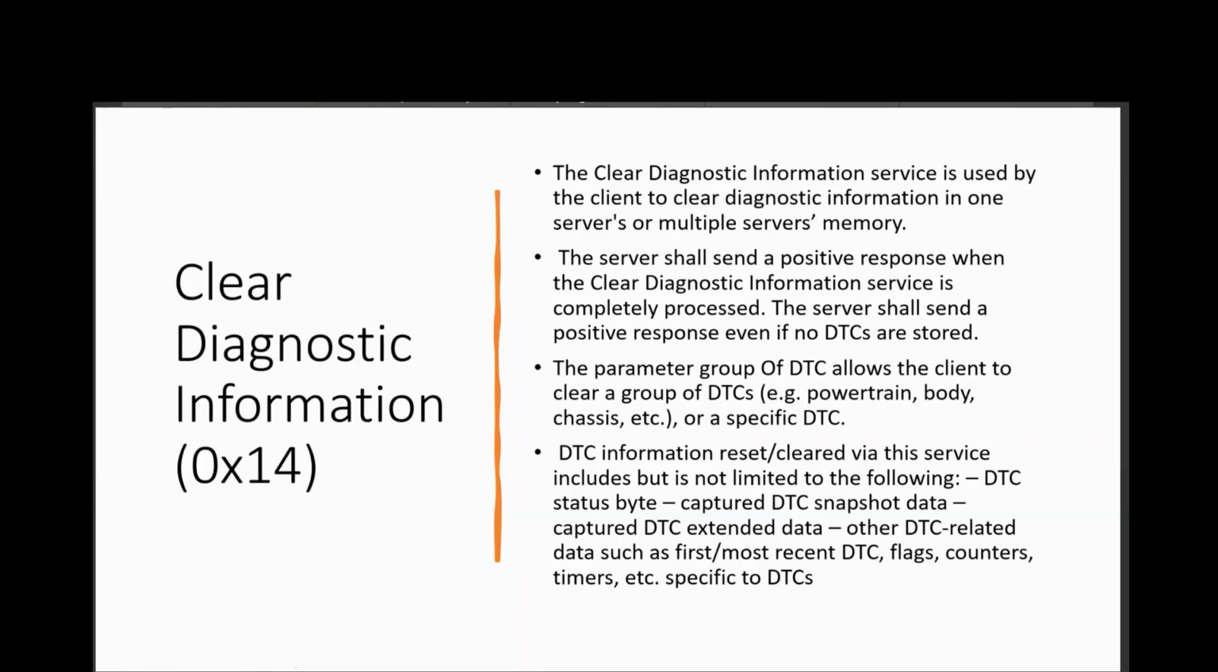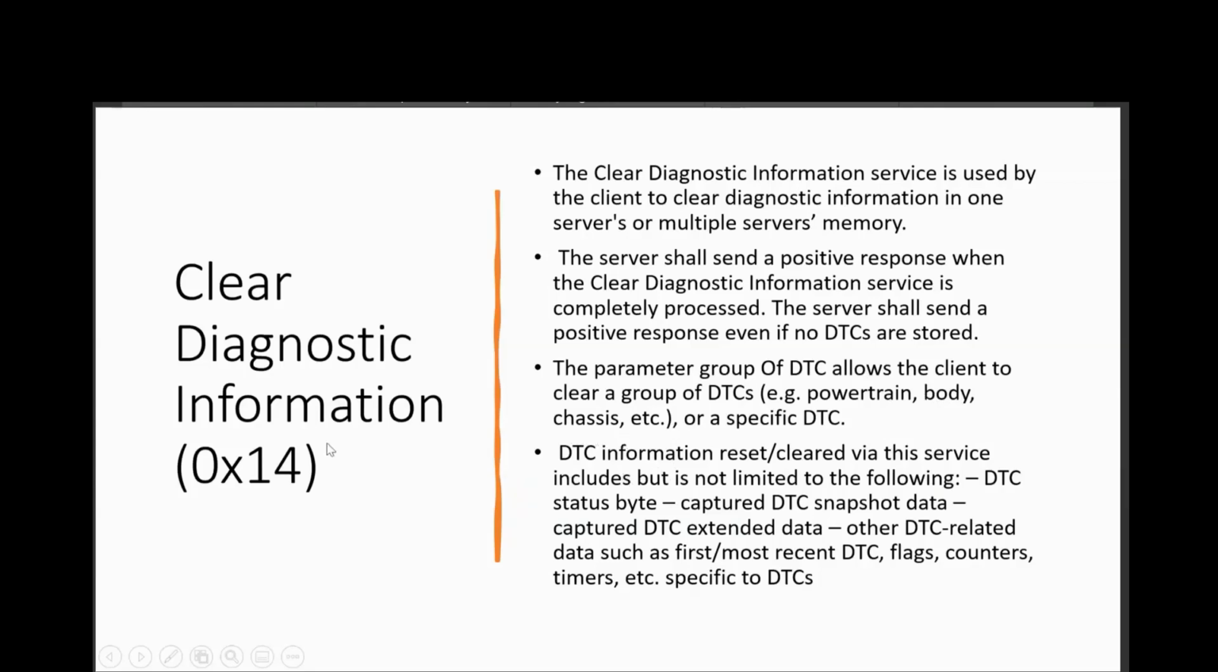And not only the DTC, all the information associated with this particular DTC can be erased. For example, suppose the DTC was raised 100 times, the counter values will be cleared. This applies to a particular DTC or a group. There are groups like powertrain, body, chassis. If you clear only powertrain, all engine DTCs will be cleared. If you clear the body, all the body-relevant DTCs will be cleared. If you clear only the chassis, that is also possible. And a particular specific DTC is also possible.